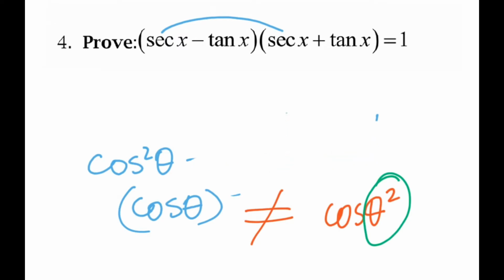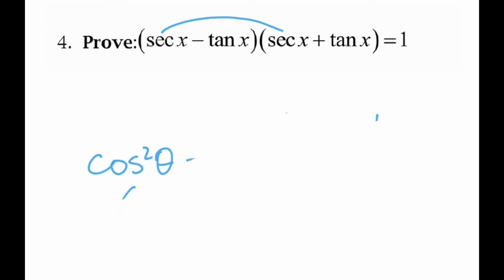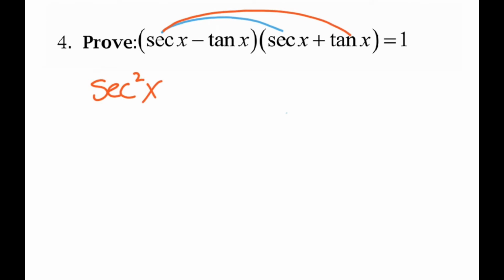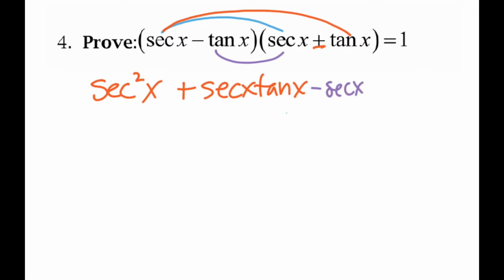When we talk about cosine squared theta or tangent squared theta, we're talking about the cosine or the tangent or the secant or whatever being squared, not the theta. So as I do secant x times secant x, that's going to be secant squared x. Then I'm going to do secant times tangent, and it's positive, so plus secant x tangent x. Then I'm going to do negative tangent times secant. Remember, when you're multiplying, the commutative property applies here, so I'm going to write secant x tangent x. You'll see why in a second. Then negative tangent x times tangent x, so negative tangent squared x.